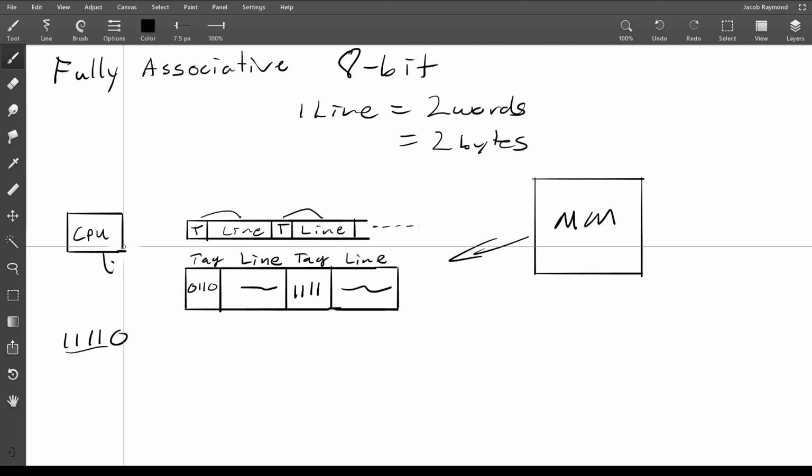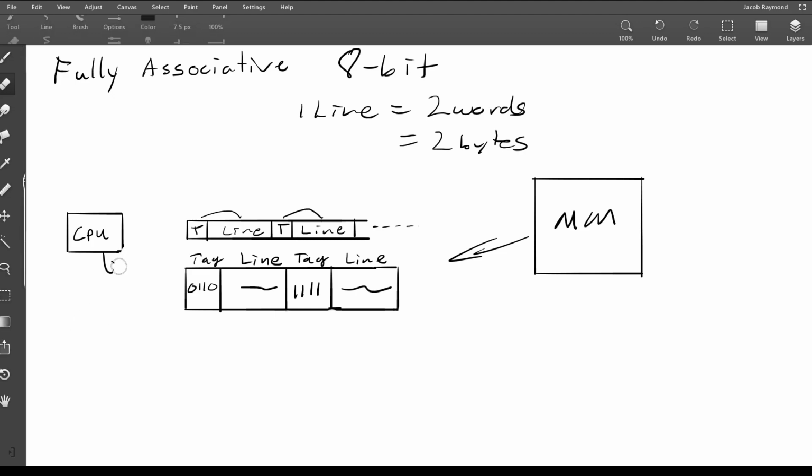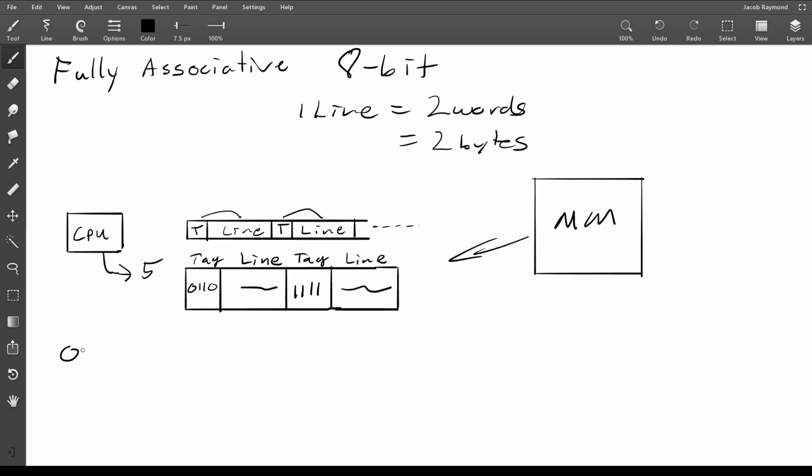But now, what happens if, let's say, we try to access memory location 0? Or just for some, we'll just say 5. So let's say we're trying to access location number 5. 5 in binary is that. So, well, it's obviously not in the cache, right? Because we'd look at the tag here and we'd say, oh, well, that doesn't match and that doesn't match. So we know this data isn't in the cache.